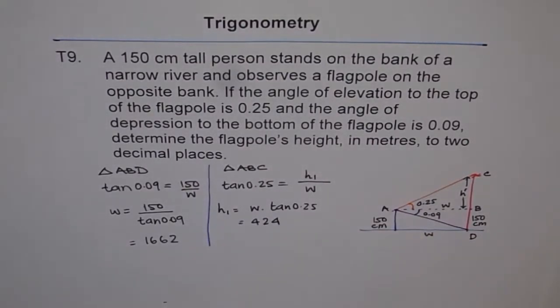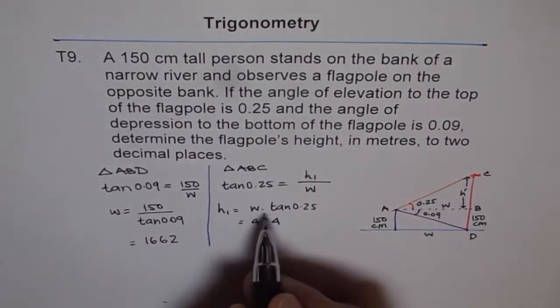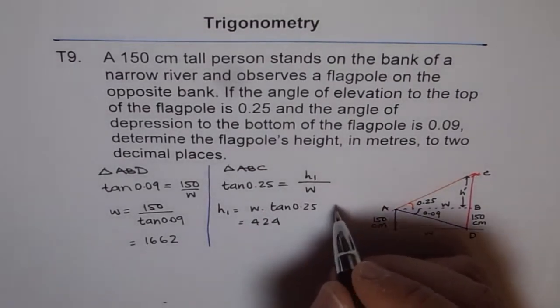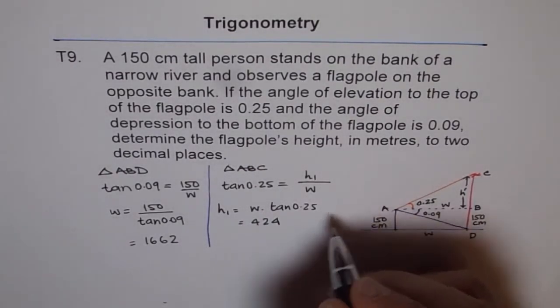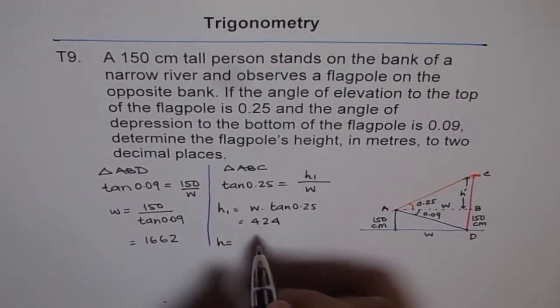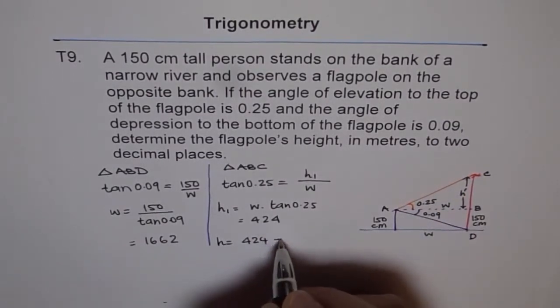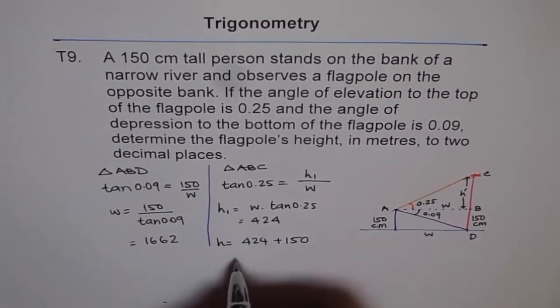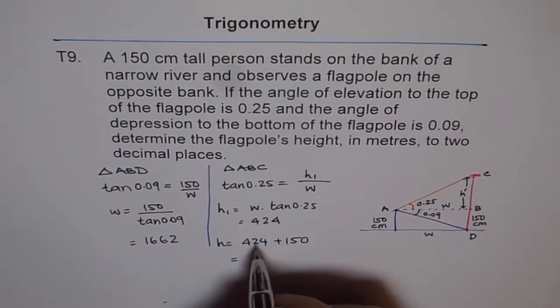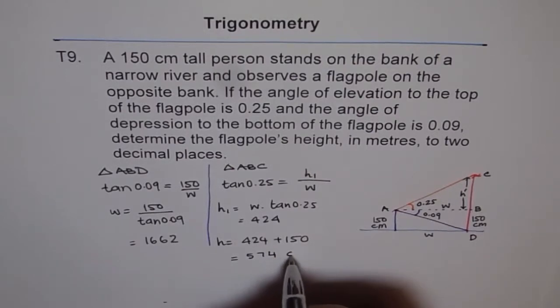We are already working in centimeters, so we have this additional height of 424. We placed W as 1662 in this calculation, so remember that part. Now the total height h will be equal to h1, 424, plus 150. And that is equal to 574 centimeters.